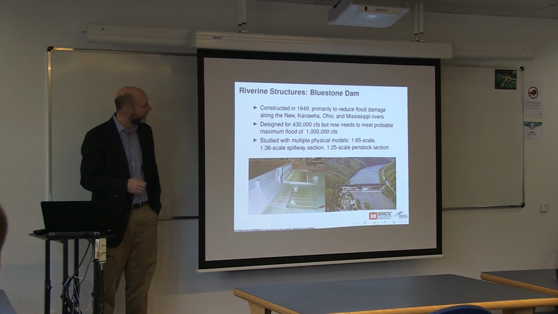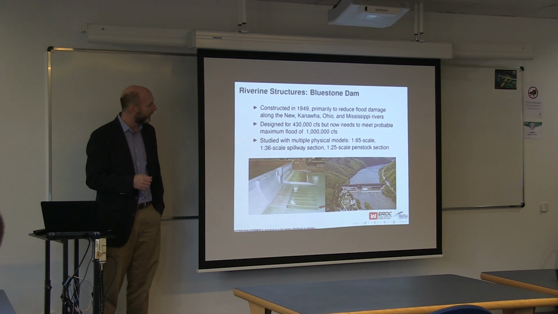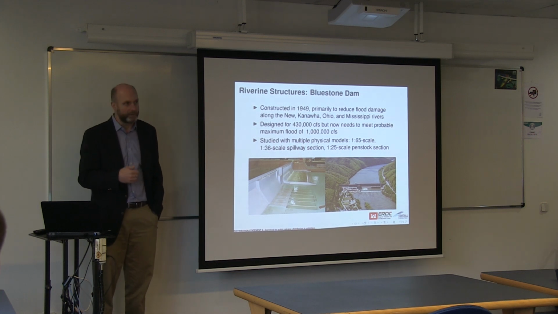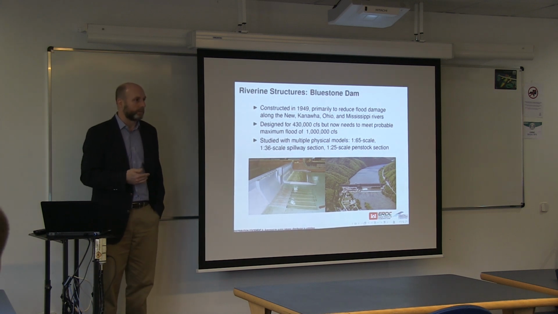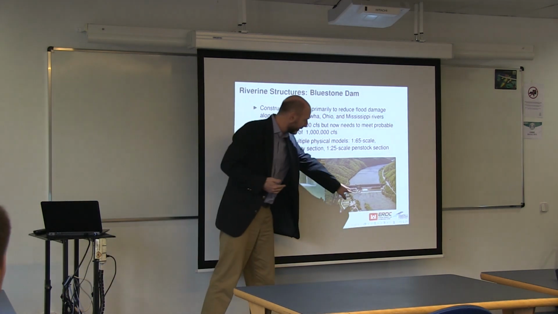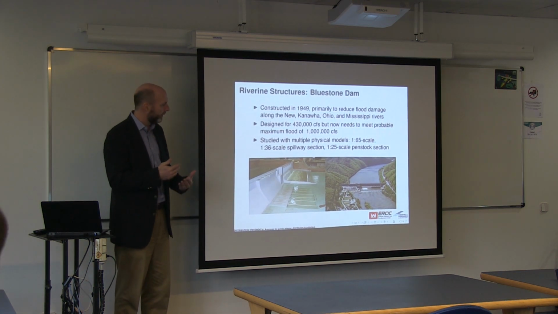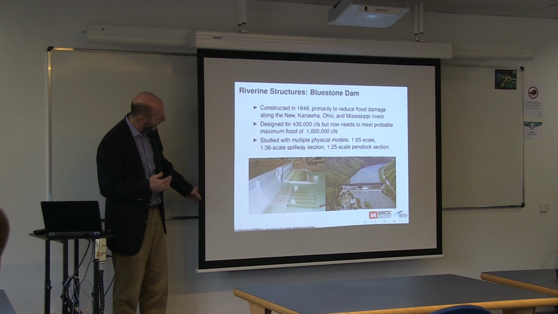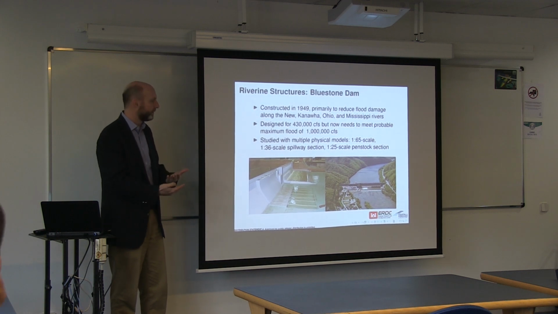One example here is the Bluestone Dam, which was originally designed for 430,000 cubic feet per second, but it now needs to be updated to handle a much larger flow. These types of redesign projects are something that the Corps of Engineers is faced with a lot. And one of the issues that you have in something like this, where you have a much higher flow rate passing through it, is that you have the potential for scour downstream of the concrete infrastructure. So if you get scouring of the sediment, you can get undermining of the foundation because you get scour underneath the concrete structure.